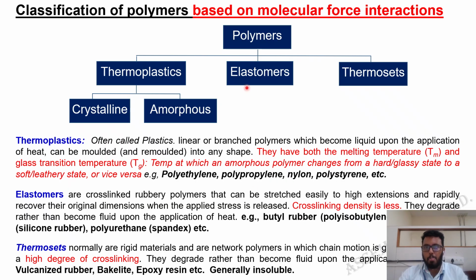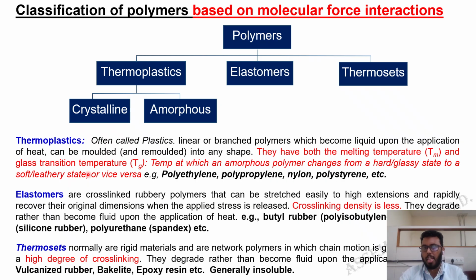Majorly, we can classify the polymers based on the molecular force of interaction into three types: thermoplastics, elastomers, and thermosets. This thermoplastic can again be classified into two types: crystalline and amorphous. Let's see what is meant by thermoplastic. Often this is called plastic. So these are linear or branched polymers which become liquid, which means they melt upon the application of heat, and once they are melted, they can be molded or remolded into any shape. You can make it like a ball, or you can make it like a sheet.